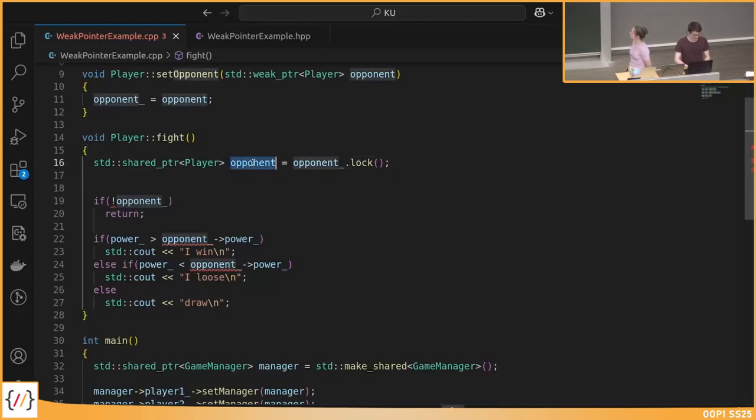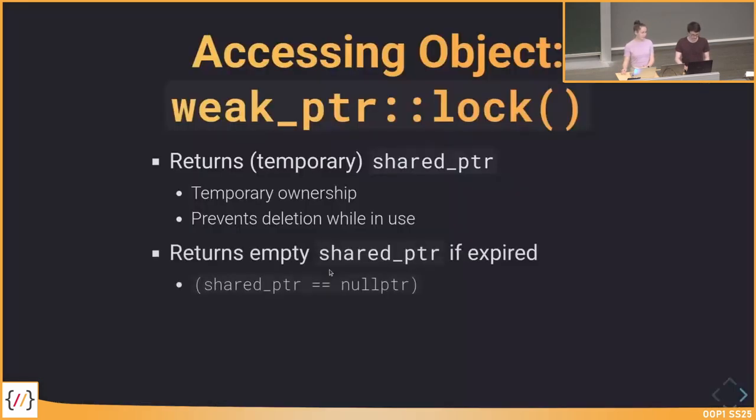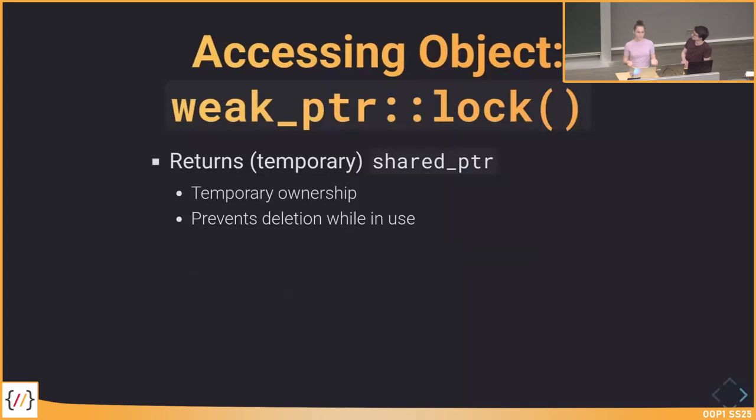So this opponent with the underscore here is the weak pointer that we stored in the class, and the opponent without the underscore now is the shared pointer, which we somehow promoted from the weak pointer. This will not create a loop, because we just do this for a very short time. No one can really own the stack in the same sense that we can own an object.